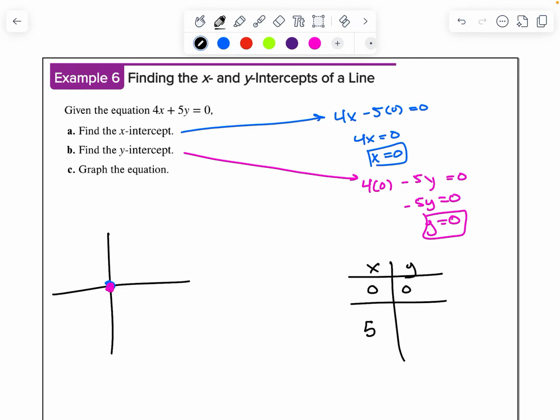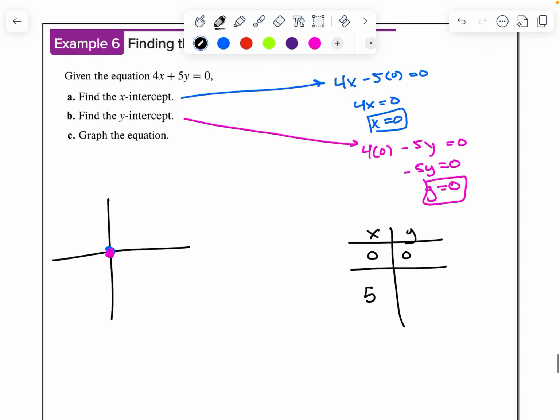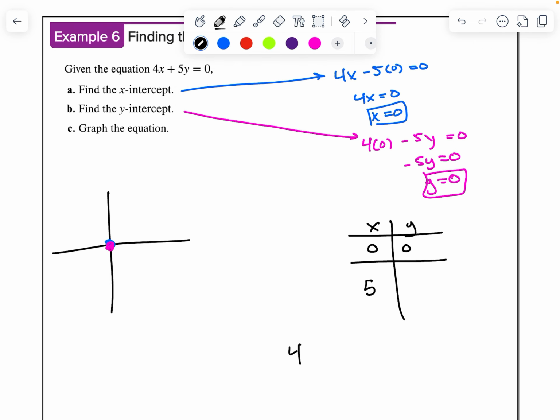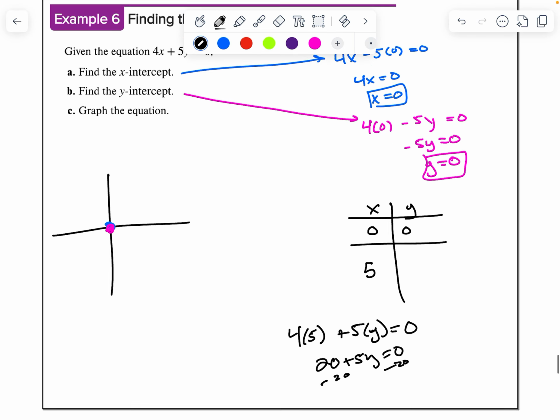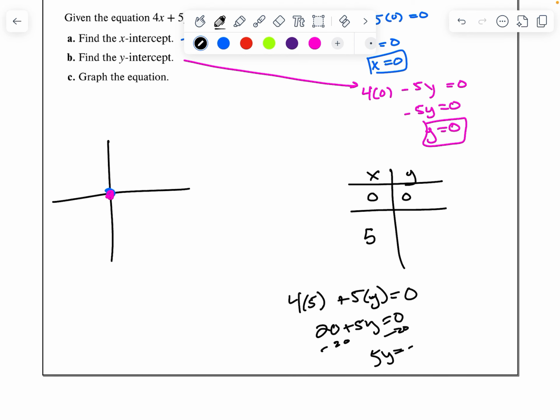I just chose 5 for x, so going back to my original equation, 4 times 5 minus 5, plus 5 times y equals 0. That's 20 plus 5y equals 0. Subtract the 20. We get 5y equals negative 20. Divide by the 5, and we get y equals negative 4.